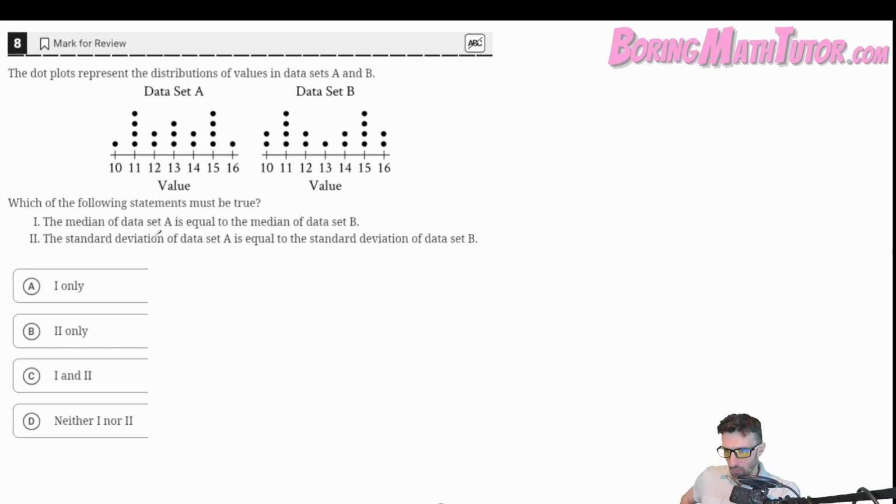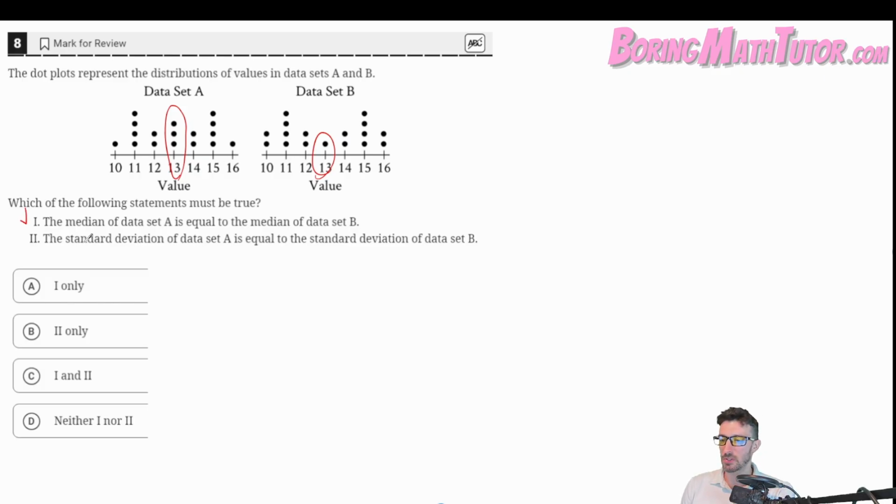They're asking us whether the median of dataset A is equal to the median of dataset B, and also whether the standard deviations are equal. Well, the median is the easier thing to figure out. The median is just the one that's in the middle. And it looks like for both of those, the median is going to be 13 because it's whatever's in the middle.